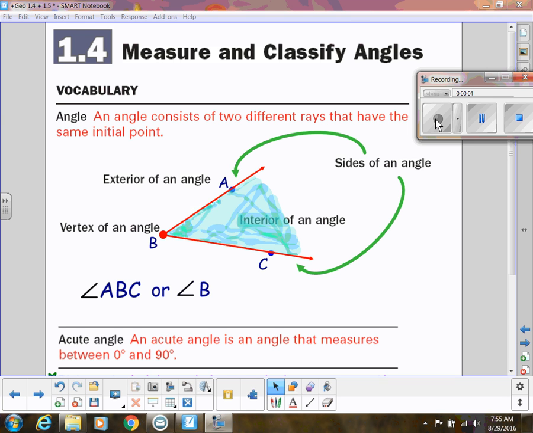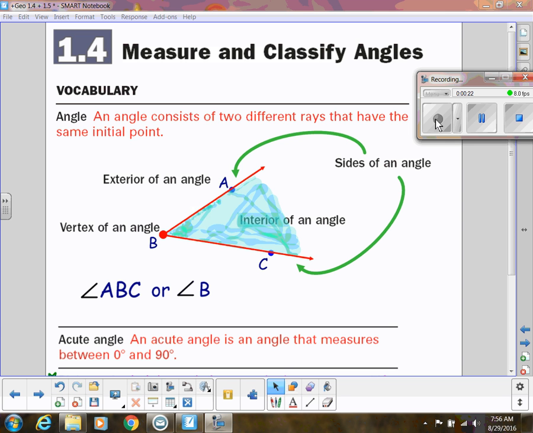Hello, in this video we're discussing angles, and a lot of these you will have seen before, but I'm going to say it again. It's important to pay attention to the details because we'll be working more with more complex figures and things. So pay attention to how we name angles and the exact definitions.